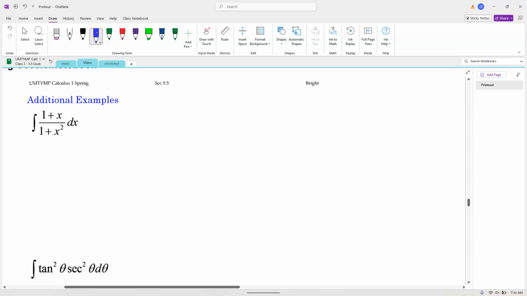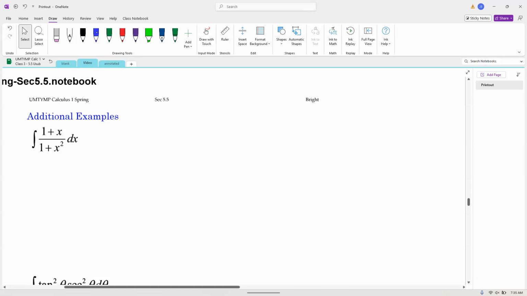A few more examples, and on these I'm going to say pause the video before I go through them and try them out. So here's your opportunity to pause the video for the first example. Try selecting your u, try going through the work, and resume the video when you're ready to see the solution.